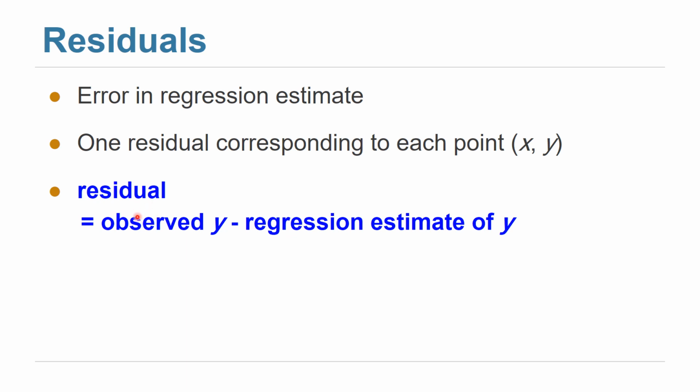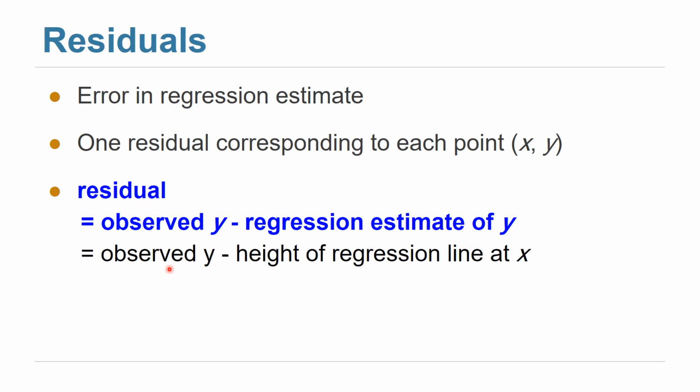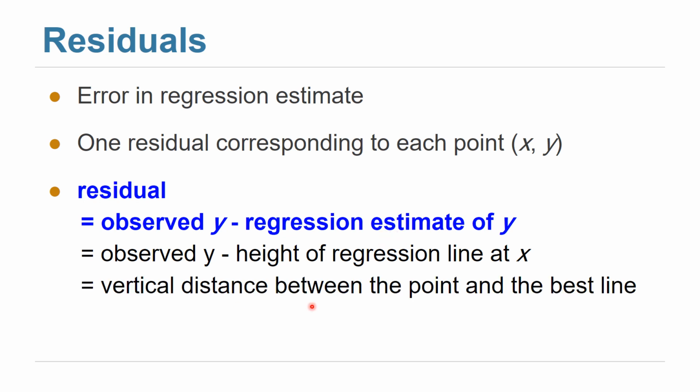So when it is regression, we call it residual, which is again the observed y minus the height of the regression line at x, which is the estimated value of y, which is also the vertical distance between the point and the best line, which is the regression line. Okay, so that's what we saw last time as the red vertical lines. Let's see a demo on that.